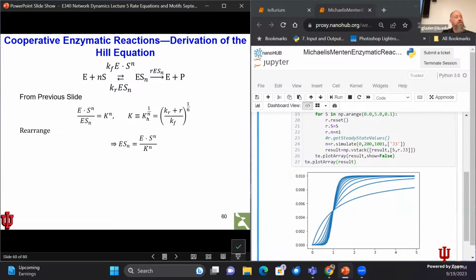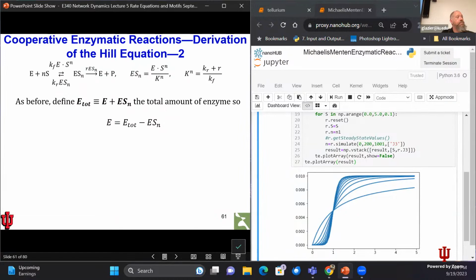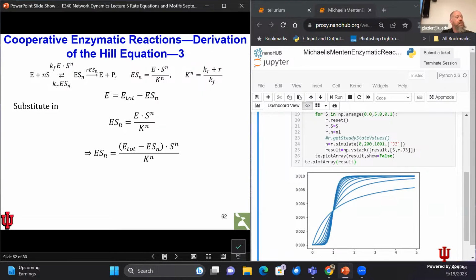Why am I going to all this work? Well, I'm going to replace E by E total minus ESN. E plus ESN is equal to E total. So now I put that into my equation. I have ESN is equal to E total minus ESN, that's just E, times S to the N over K to the N.